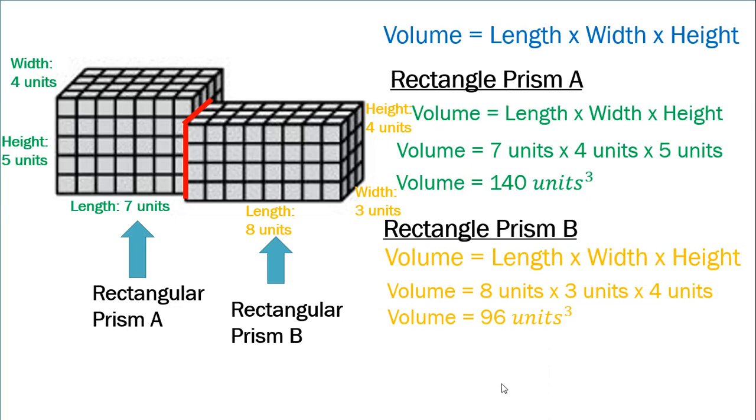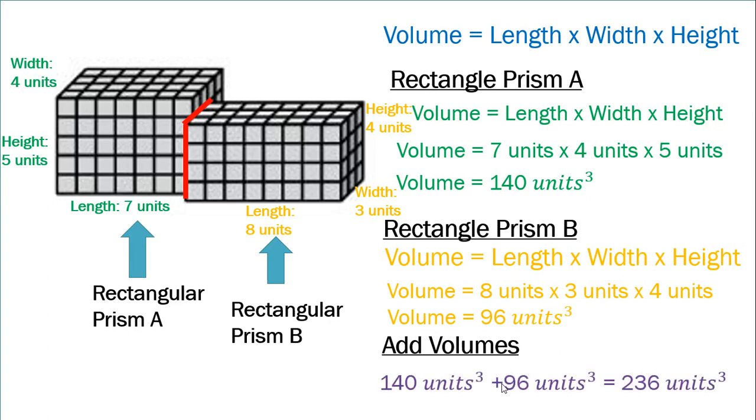Now that we found the volume of each of our rectangular prisms, we can add the volumes together. 140 cubic units plus 96 cubic units is 236 cubic units. So the volume of our composite figure is 236 cubic units.